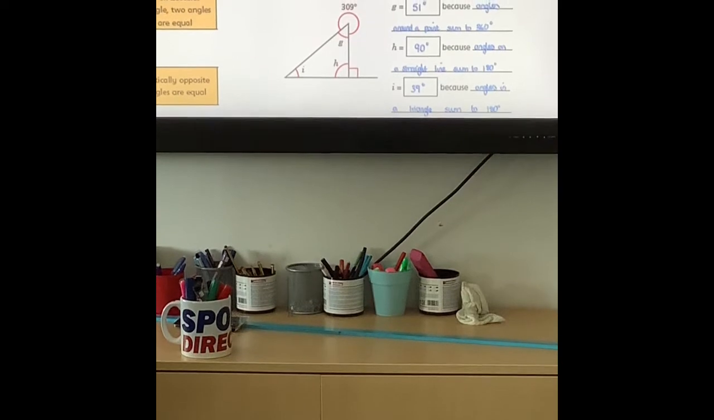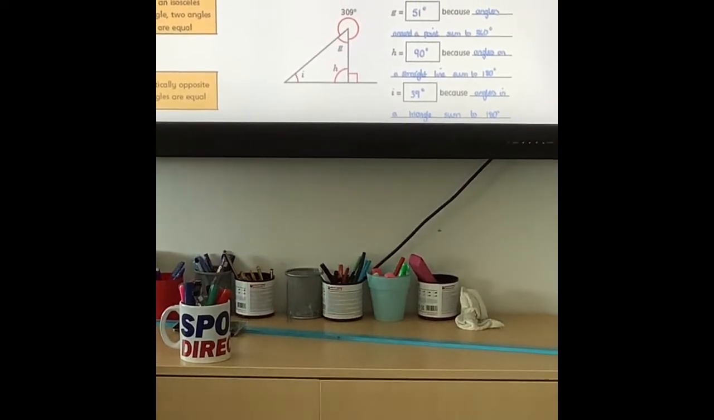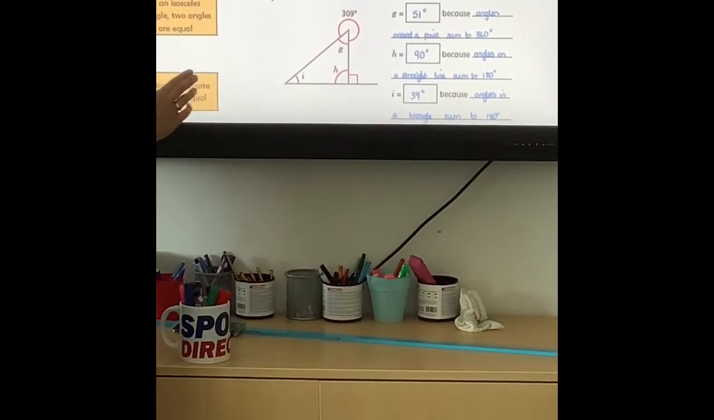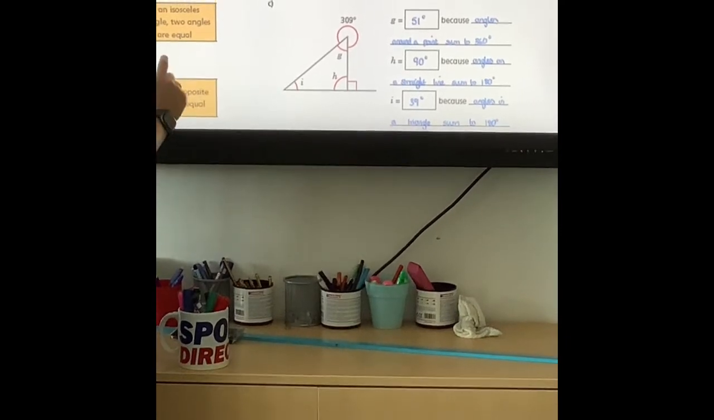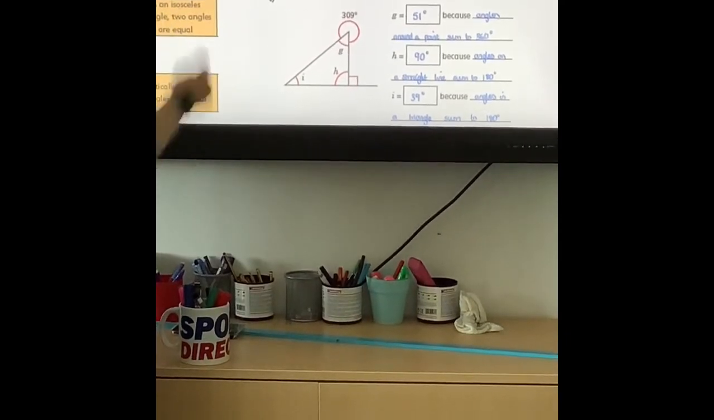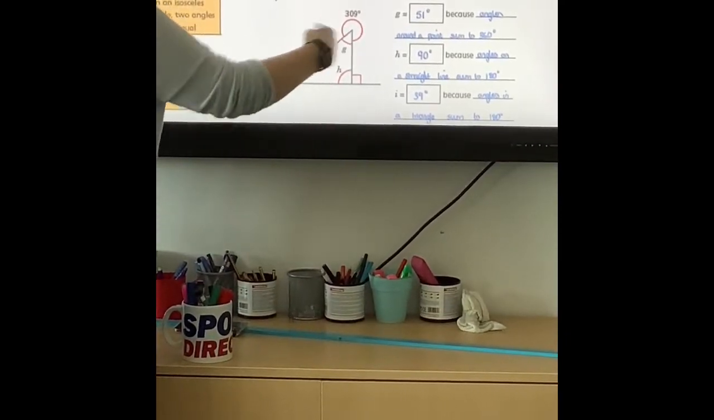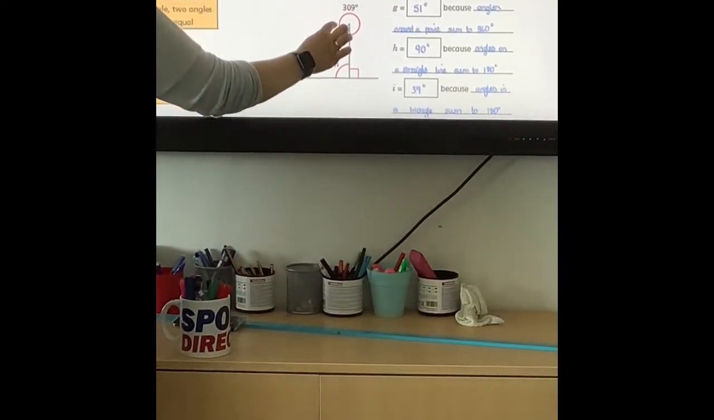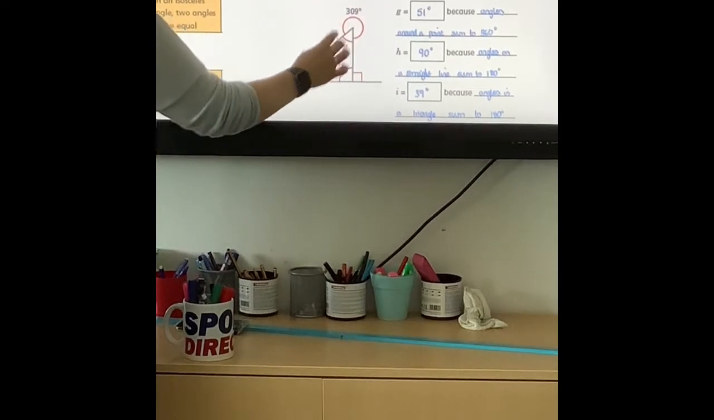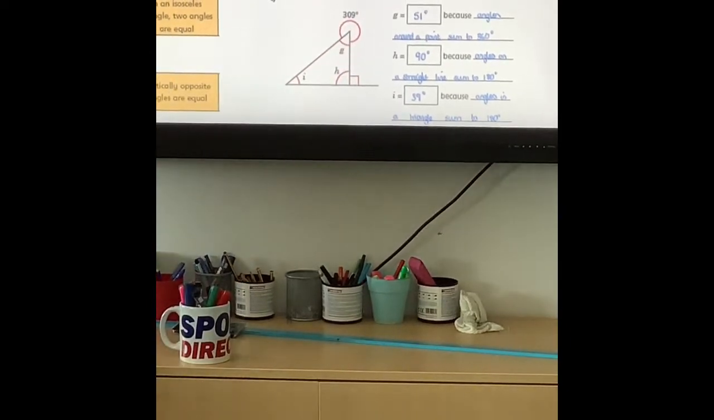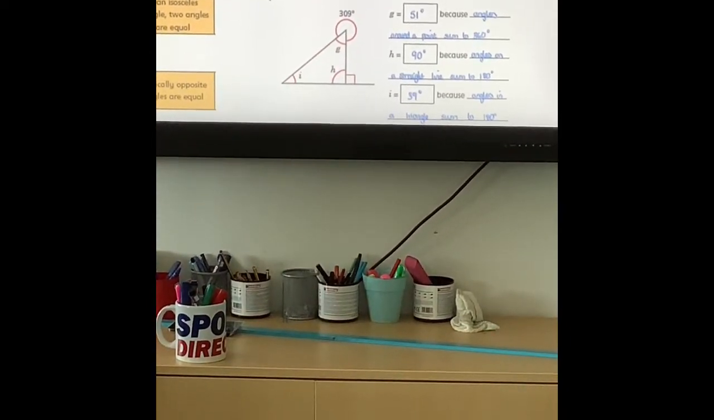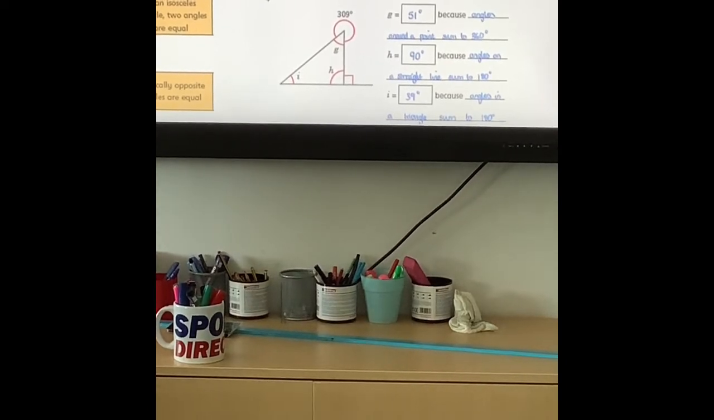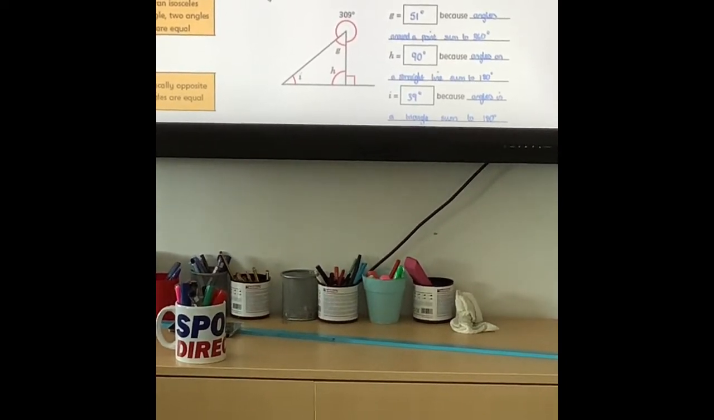This one's quite cool. There's loads of different places you can work out here. So, let's go with G first, just because it's up here first. So, you know that a full turn is 360 degrees. Now you've got here 309 of them marked, so G must be 51, because 51 add 309 is your magic 360 for a full turn.